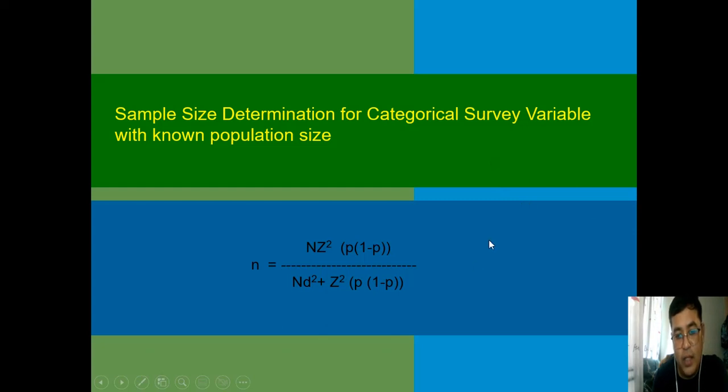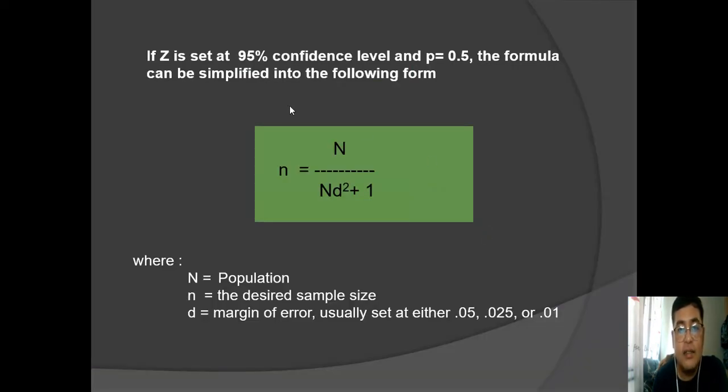Okay? So sample size determination for categorical survey variable with known population size. So alam ang population size. So ito yung formula niya. So there are several formulas pala in finding the sample. And this is the most common. This is the Slovin's formula also. Kasi sa ibang book, n is equal to N over 1 plus N e squared. Yung d is the margin of error. So ito, N over N d squared plus 1 siya.